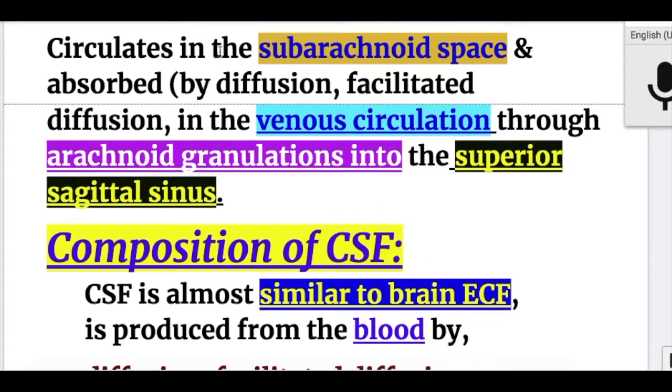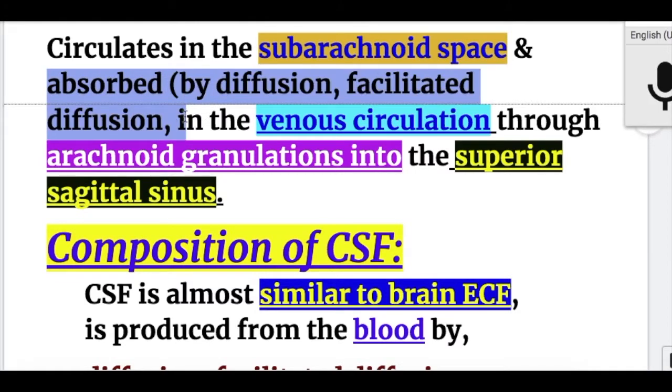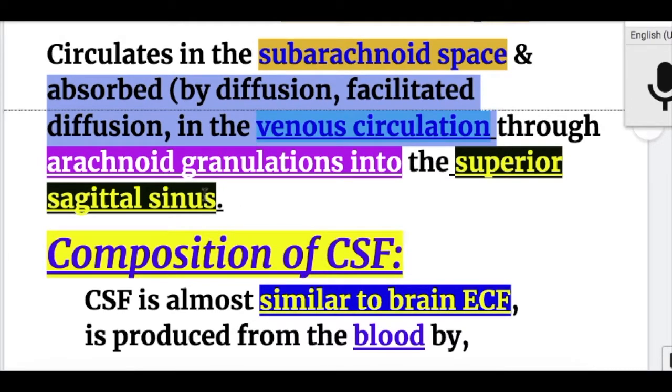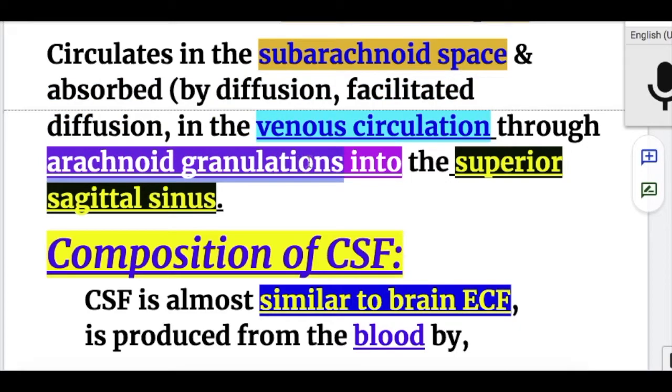Then the fluid circulates in the subarachnoid space and is absorbed by diffusion and facilitated diffusion into the venous circulation through the arachnoid granulation into the superior sagittal sinus. So it's produced by the ependymal cells and the blood vessels around the ventricle and is absorbed by the arachnoid granulation into the venous circulation, into the superior sagittal sinus.